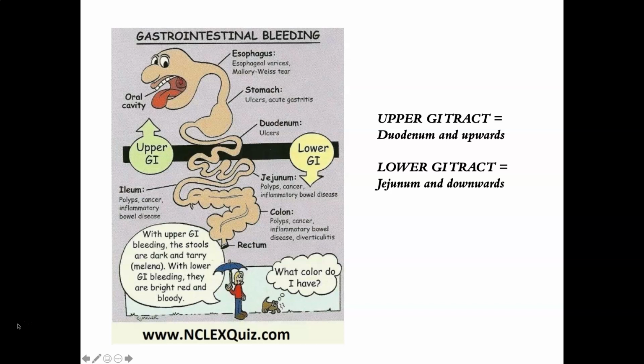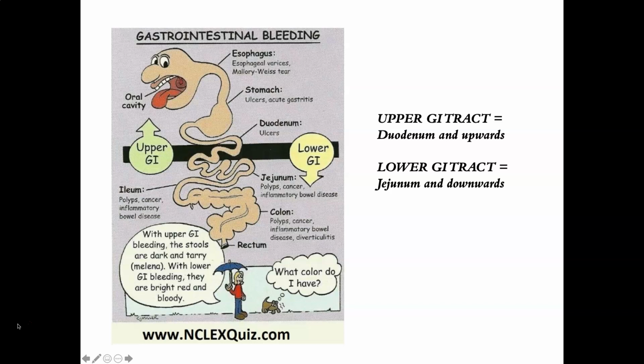The interesting part I want to point out to you here, other than the fact that you need to know the upper GI tract and what it is versus the lower GI tract and what it is, is that we're going to talk about ulcers in the stomach. That is definitely where you could see an example of gastrointestinal bleeding. Same thing with the duodenum. In the lower GI tract, we're going to talk about inflammatory bowel disease. And so you'll see that in the jejunum, the ileum, and the colon.